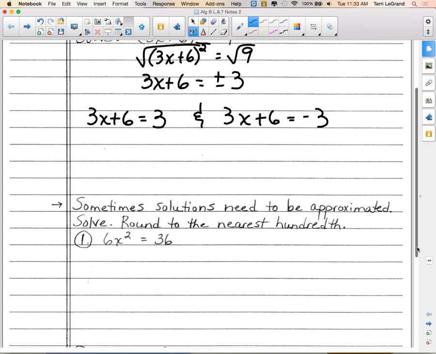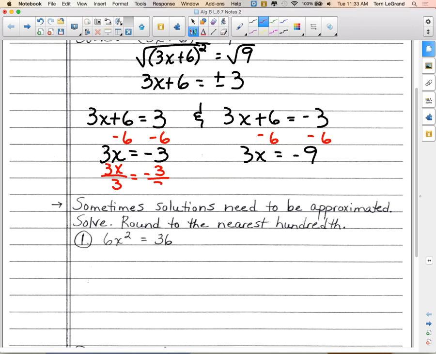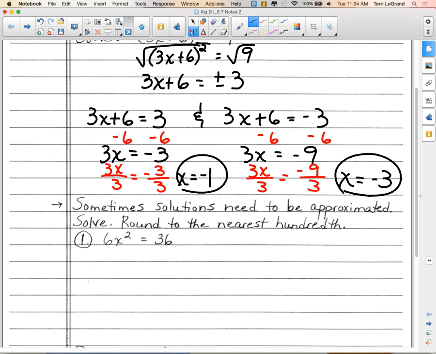And I'm not convinced we should get opposites. I think we better actually do this. If this is not what you did, you need to get it done, and not be presumptuous that it should just turn out so nicely to be opposites. I get x equals negative 1 and x equals negative 3.